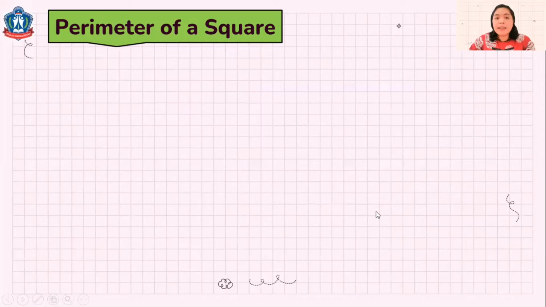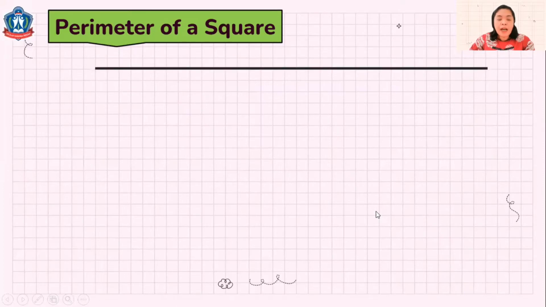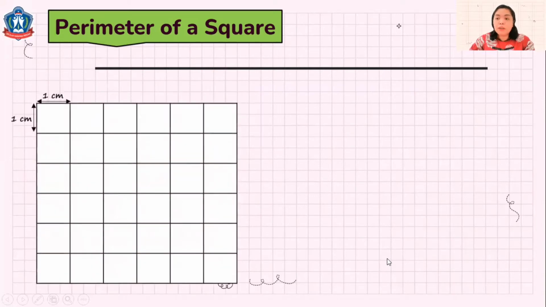Okay, let's study now about perimeter. Let's start with the square. I have here a yarn. Let's make this yarn into a square. We will use a grid. Look at our grid. The measurement of each square of the grid measures 1 centimeter. So if we are going to make this yarn or this line into a square, it will look like this.